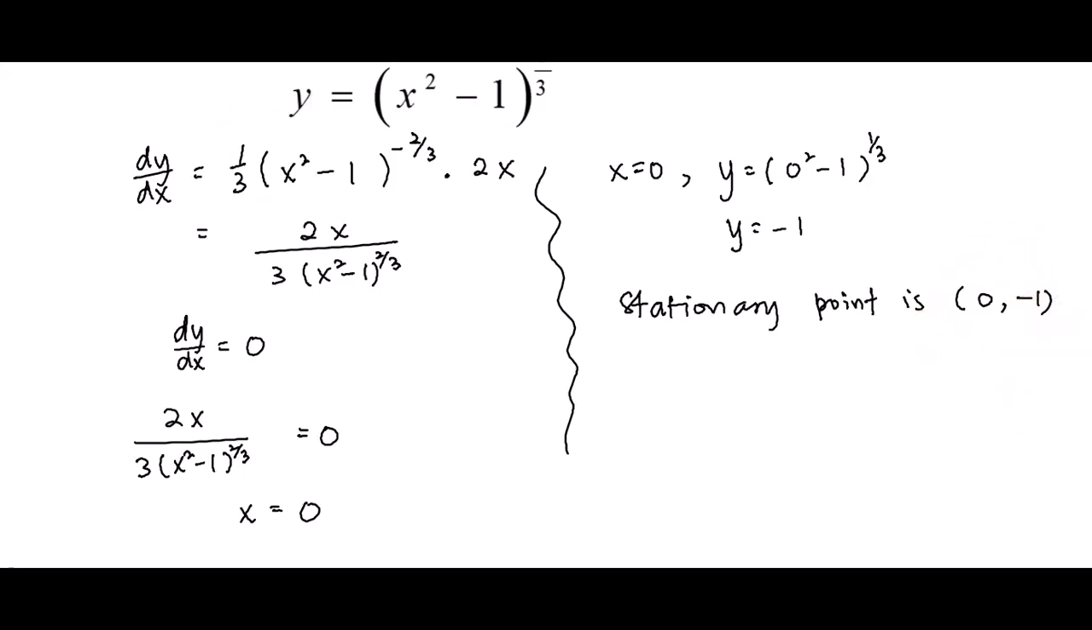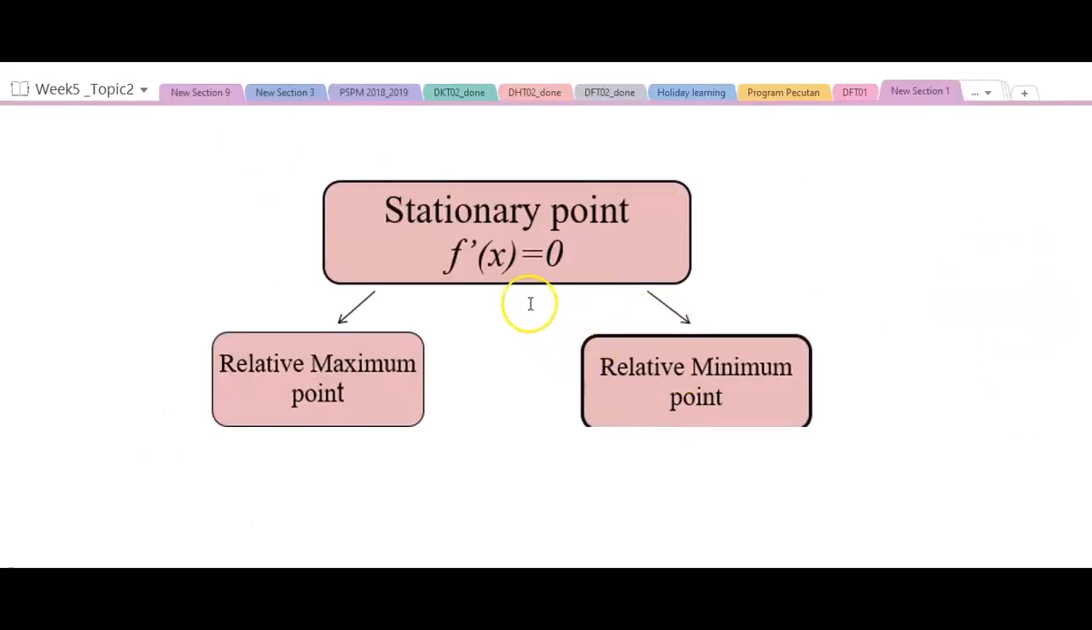So next, we would like to know whether the stationary point that we found just now is a relative maximum point or a relative minimum point. All right, in order to determine which is which, we can use the first derivative test or the second derivative test.